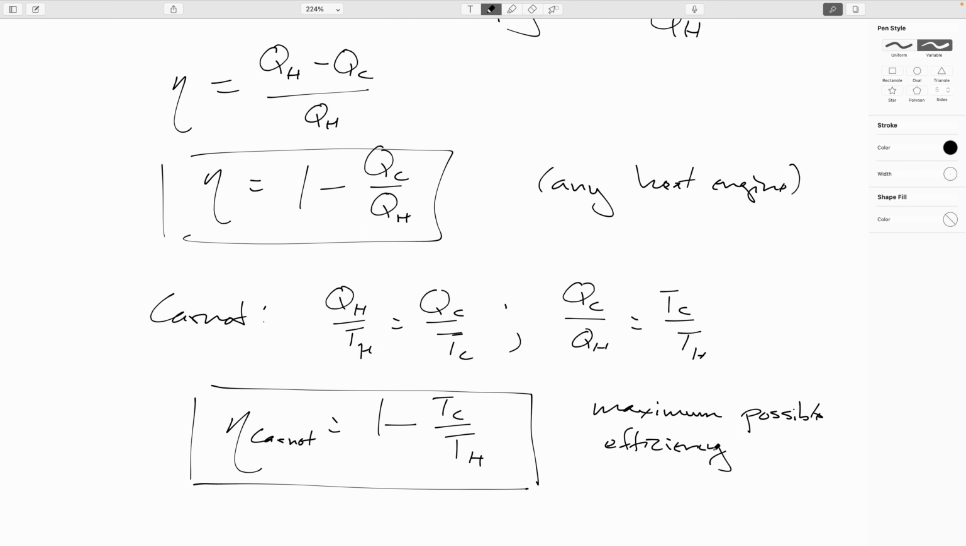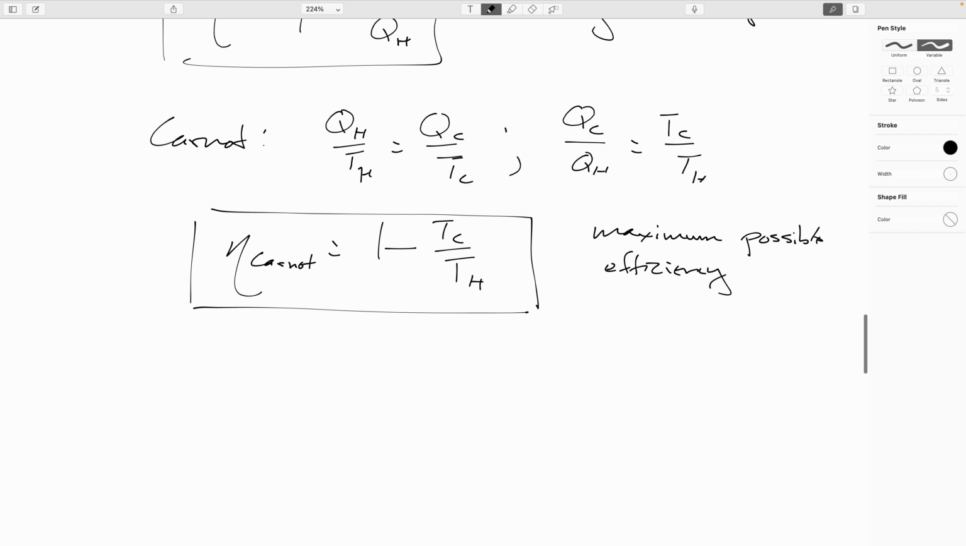It's the most that we can possibly get out of a perfectly reversible cycle. And perfectly reversible cycles are not achievable in practice. So this is a limit. Nothing will ever be this efficient, but it's an asymptotic limit.